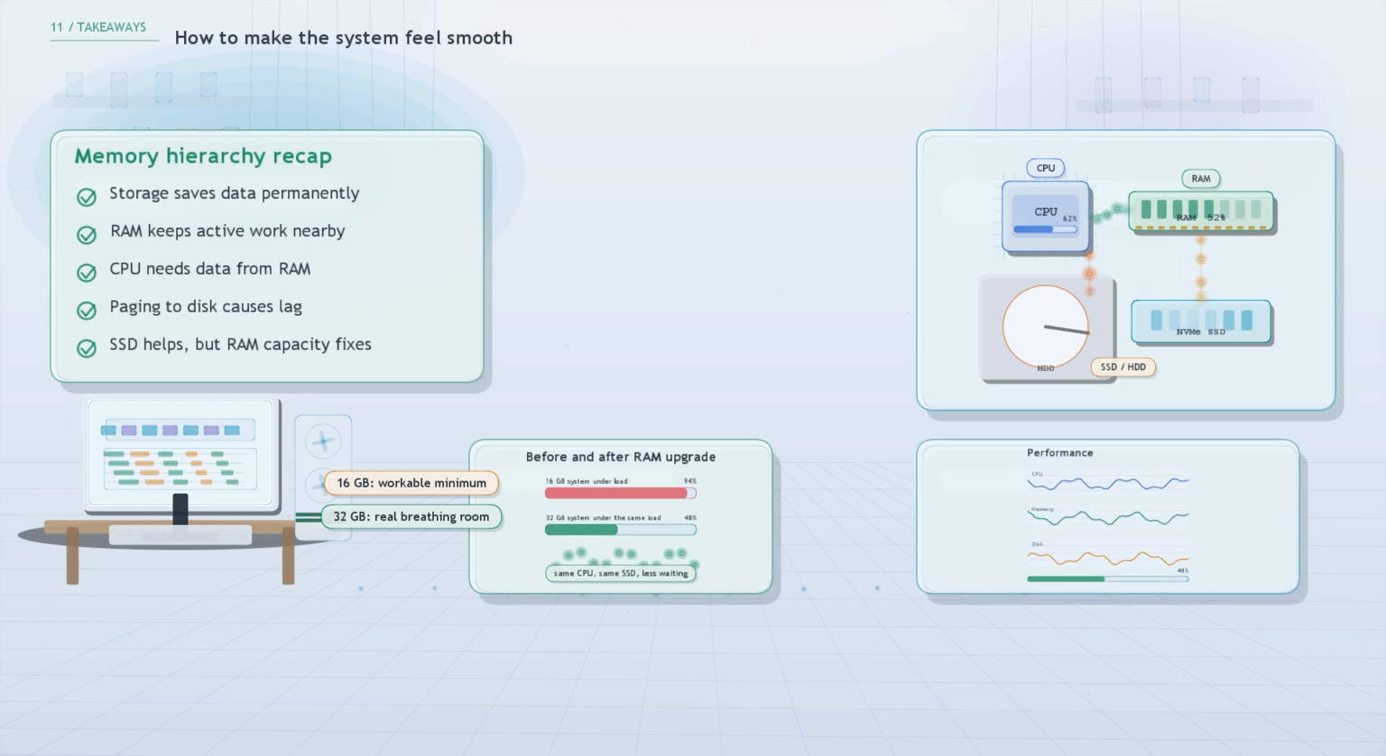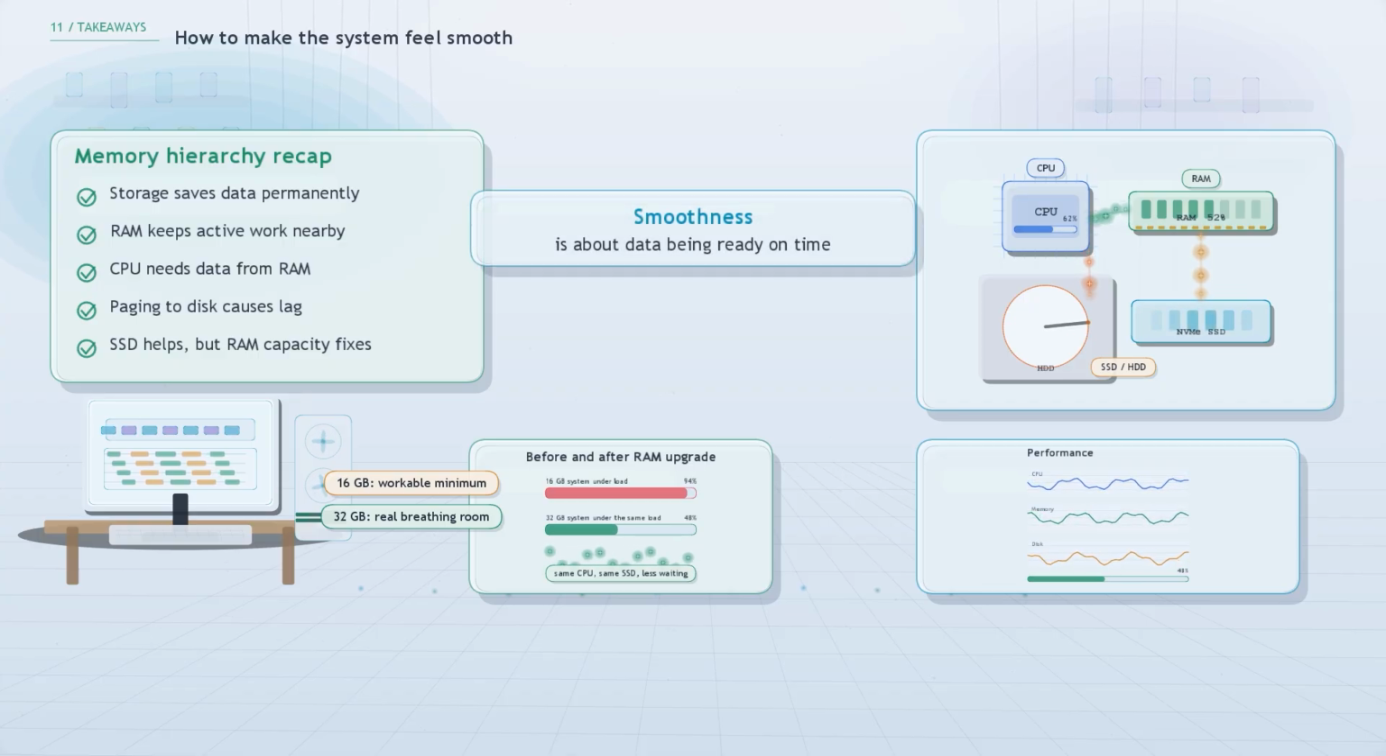Ava upgraded to 32 gigabytes. Her timeline stays smooth. No more fan noise, no more lag spikes, just smooth editing. Understanding your memory is the first step to mastering your machine.